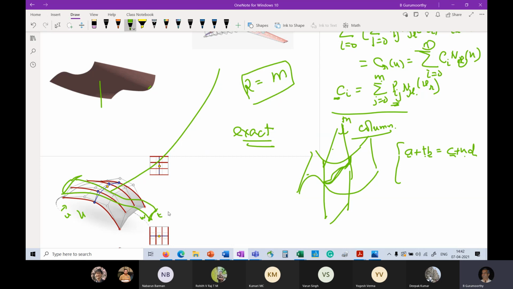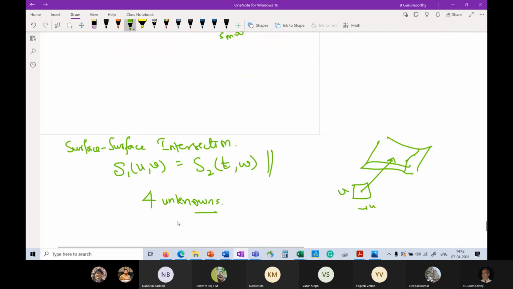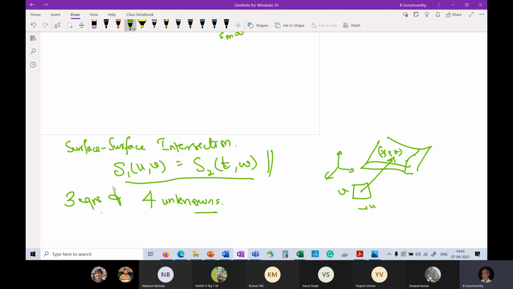And here, in this problem, I have 3 equations and 4 unknowns, right? 1 equation for the X coordinate, 1 for the Y coordinate, 1 for the Z coordinate, because that's the mapping: U and V map to X, Y, Z in space. Therefore the structure of this equation is 3 scalar equations in X, Y, and Z, but 4 unknowns in each of them, U, V, T, W. So clearly you have a problem. You cannot solve it.